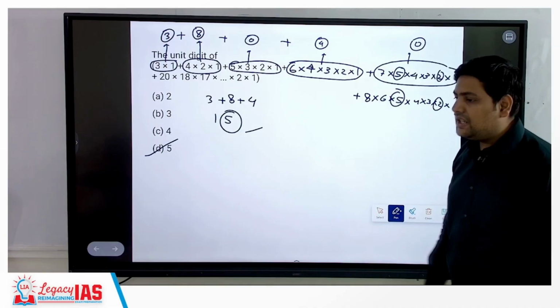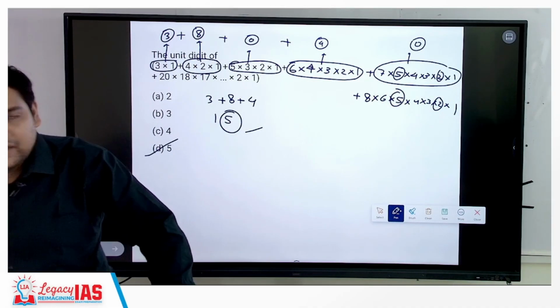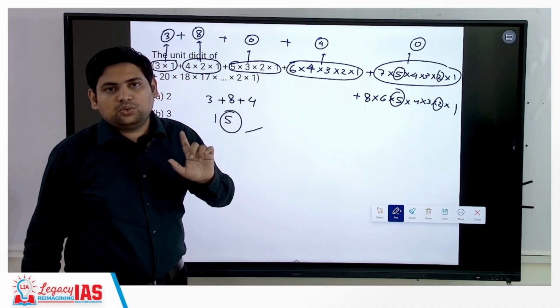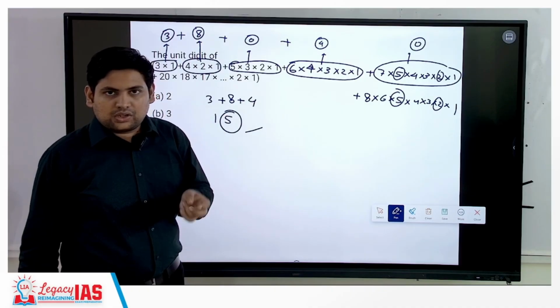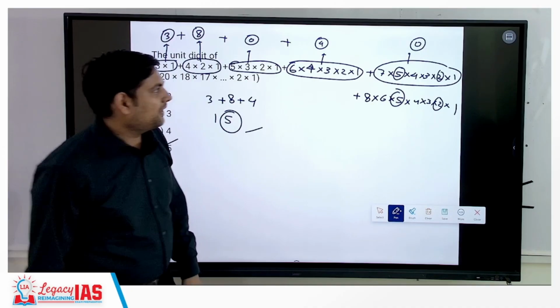Understood? This is what you have to observe. In unit digit, if something is written in multiplications like this, always try to find, can you find a pair of 5 and 2? Once you find a pair of 5 and 2, what will it become? It will make the unit digit 0. Understood? Okay, next.